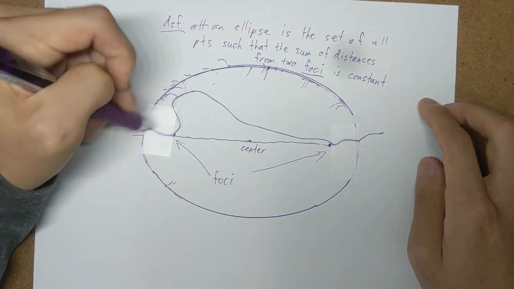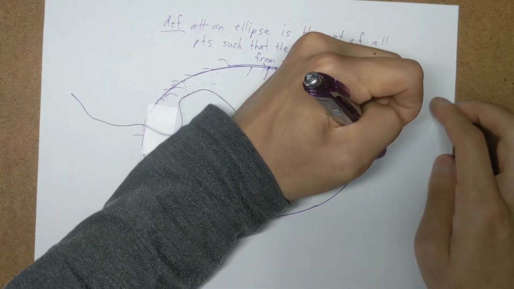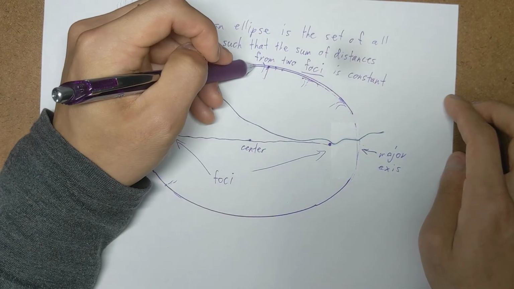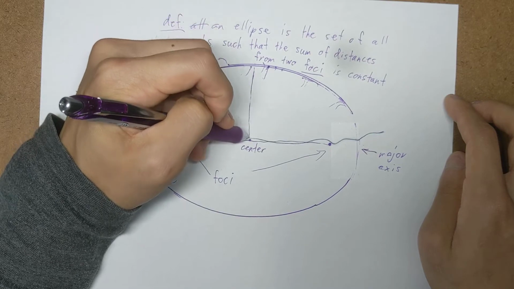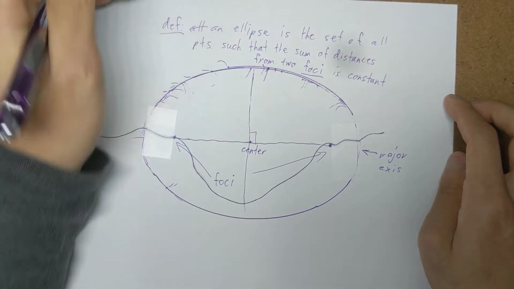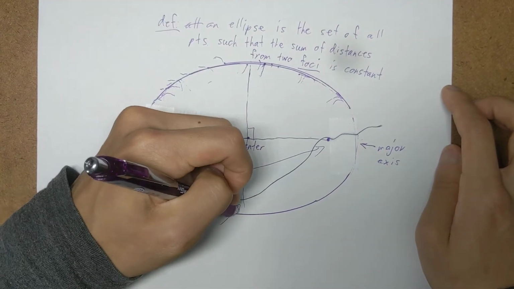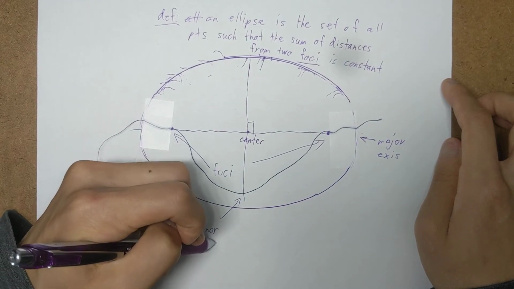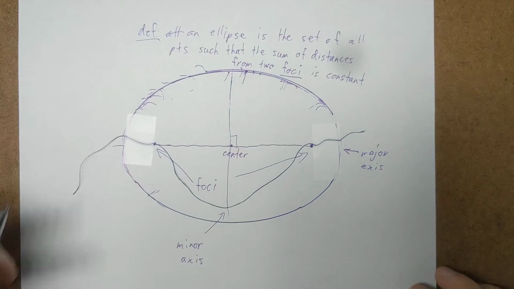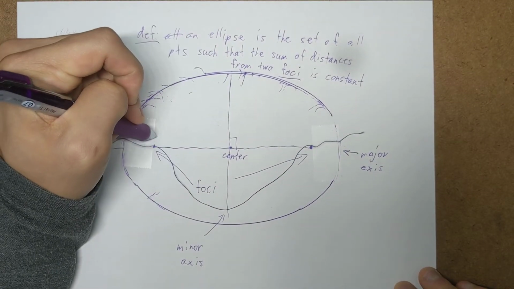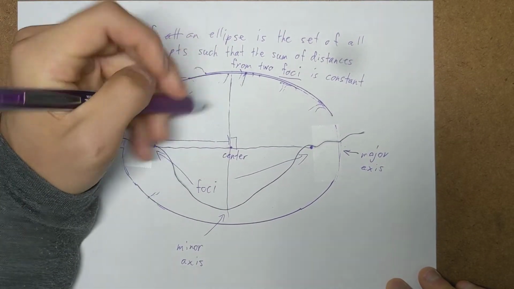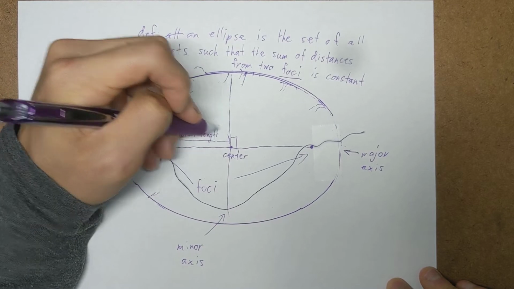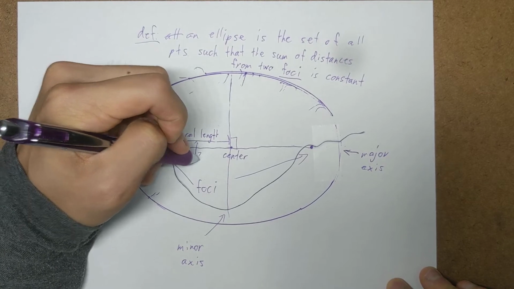that's the major axis. And perpendicular to that, out there, not very good, but that is the minor axis. The distance from the center to either of the foci, we call that the focal length, or the focal distance. So the question is, what is that?